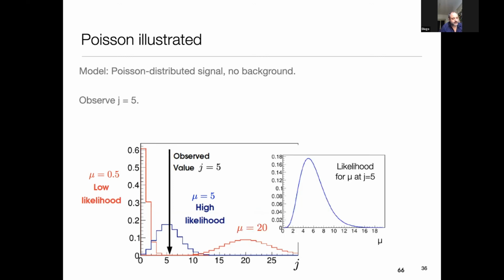And in fact, if I plot my likelihood as a function of mu, as is appropriate, I will see that it peaks at 5.